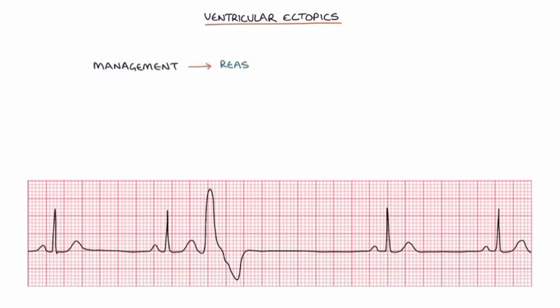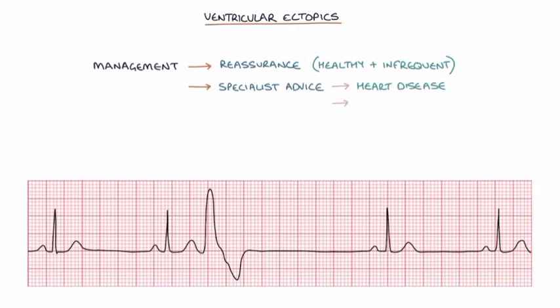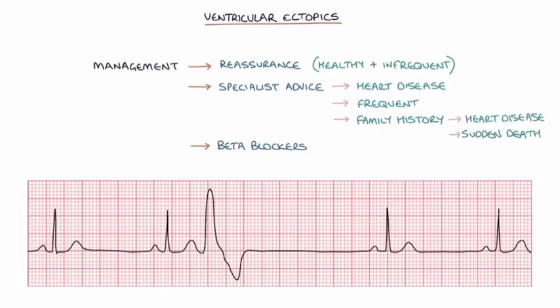Management involves reassurance and no treatment in otherwise healthy people with infrequent ectopics, seeking specialist advice in patients with underlying heart disease, frequent or concerning symptoms, for example, chest pain or syncope, or a family history of heart disease or sudden death. And beta blockers are sometimes used to help manage the symptoms.